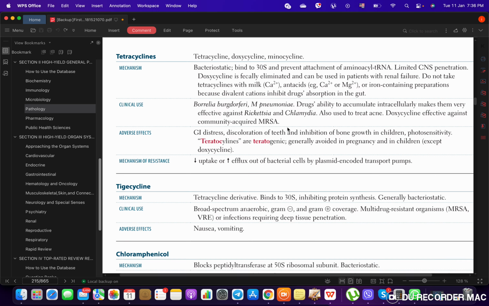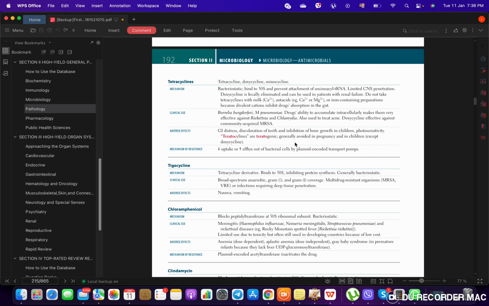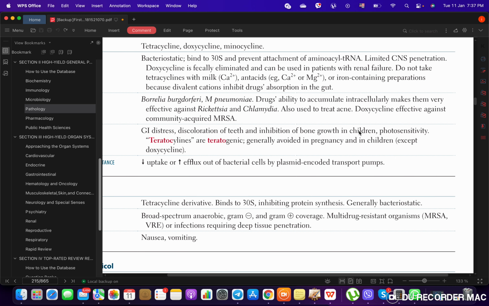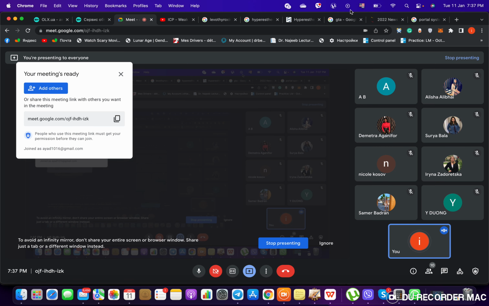If you had to choose between hospital-acquired MRSA and community-acquired MRSA, which one is the worst? The hospital-acquired, obviously. And adverse effects: GI distress because of killing of our bacteria, discoloration of the teeth, and inhibition of bone growth in children. It can also cause photosensitivity.